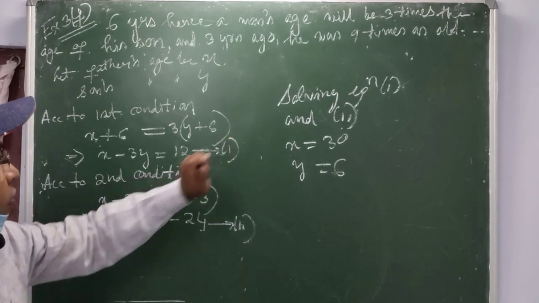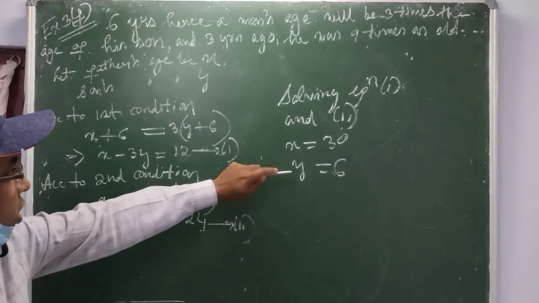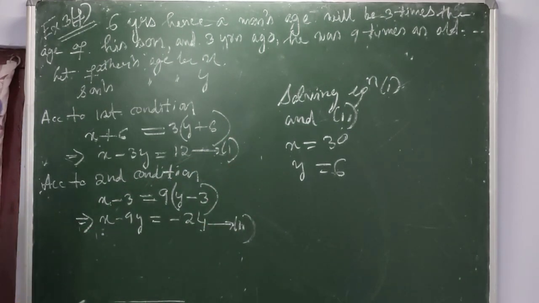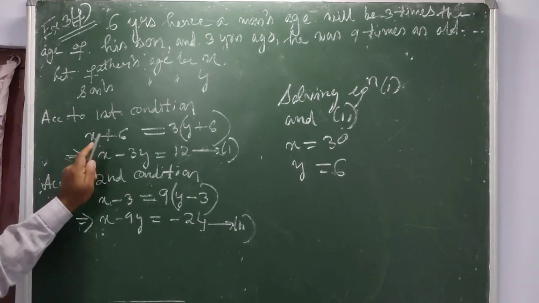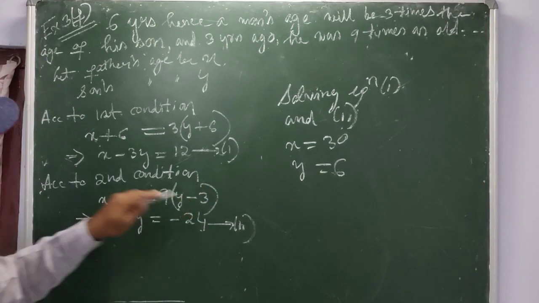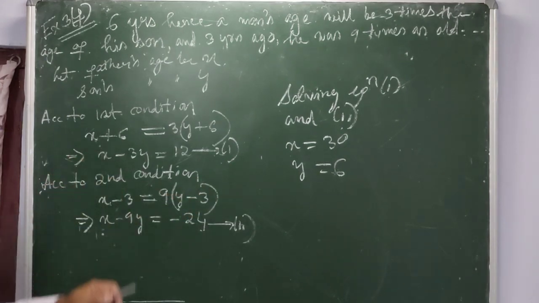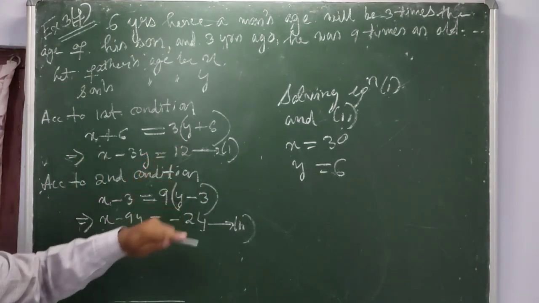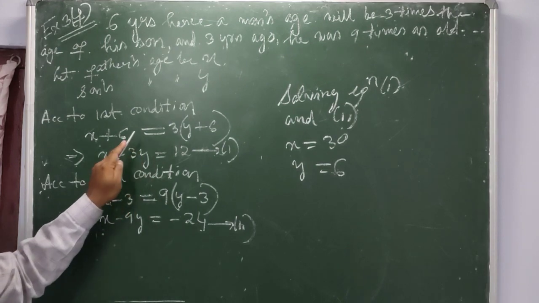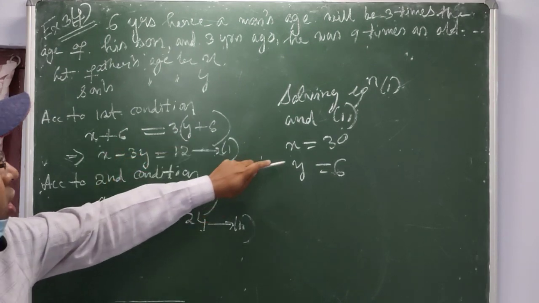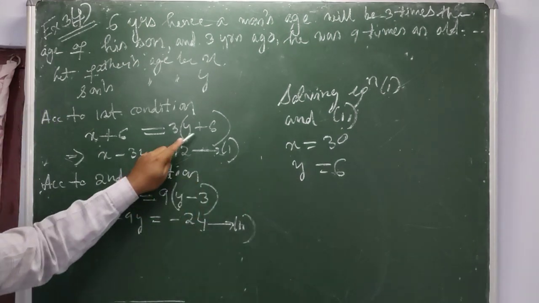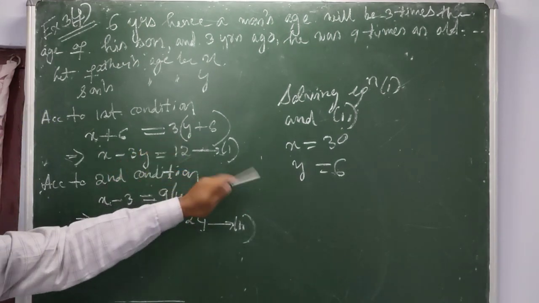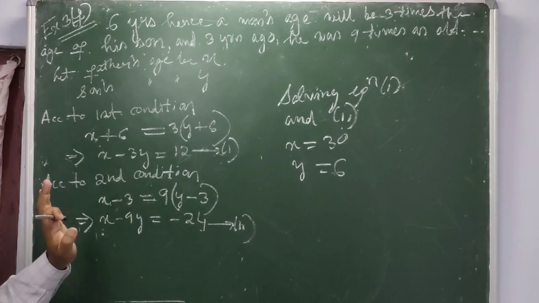x means who? Father. And y means who? Son. First condition, what did they say? 6 years hence. That means 30 plus 6, which is 36. Father was 3 times the age of his son. So put here y, y is how much? 6. 6 plus 6 is 12, 12 into 3 is 36. So your answer is absolutely correct.